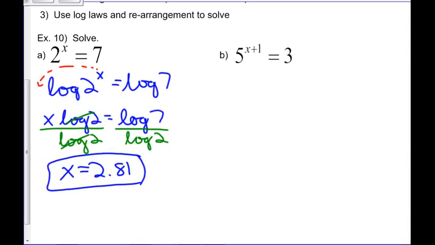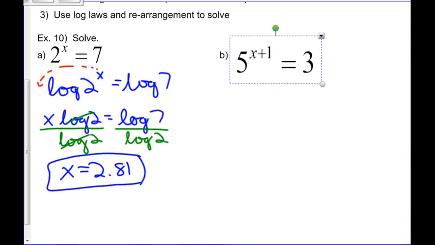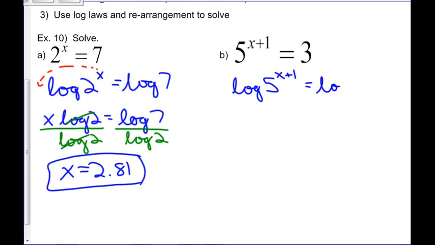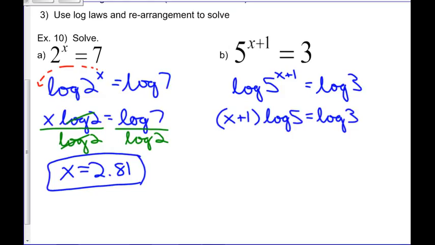Okay, let's try another one. 5 to the x plus 1 equals 3. So again, our exponential term is isolated, so I'm just going to take the log of both sides. It means that I can pull that exponent down, and I'm pulling it down all together, so it goes in brackets. At this point, since we're looking to get x on its own, I'd be inclined to divide by log 5. You could distribute out if you prefer.